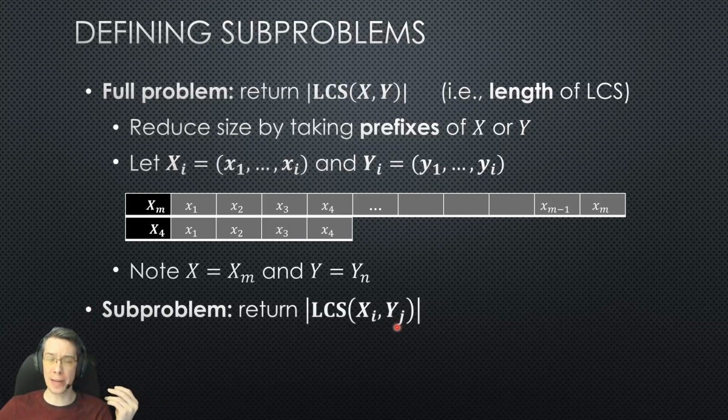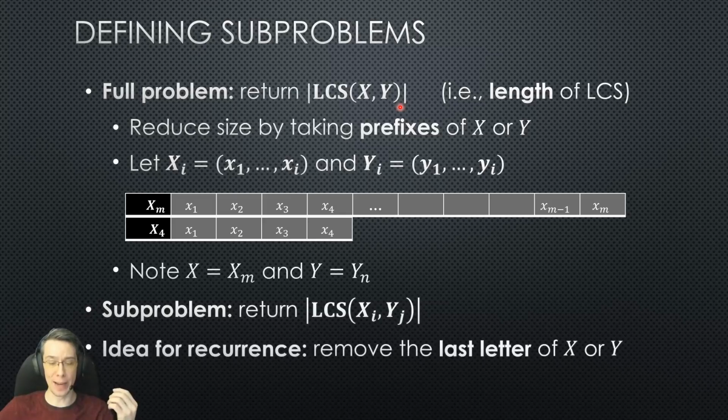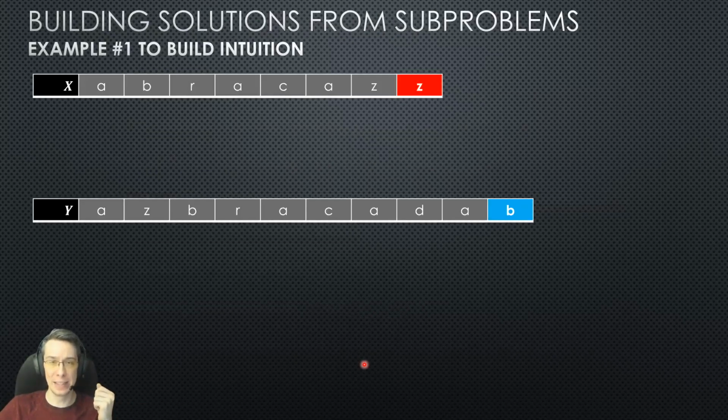And how are we going to try to relate our optimal solution to the full problem to optimal solutions to subproblems, to try to find this recursive optimal substructure that we can use to solve this in a dynamic programming way? Well, here's an idea for our recurrence. We can try to do something with the last letter of X or Y, and we can try to reduce the problem Xi, Yj to Xi-1, Yj, or Xi, Yj-1, or Xi-1, Yj-1, something like that. So we'll try somehow cutting off the last letter of X or Y.